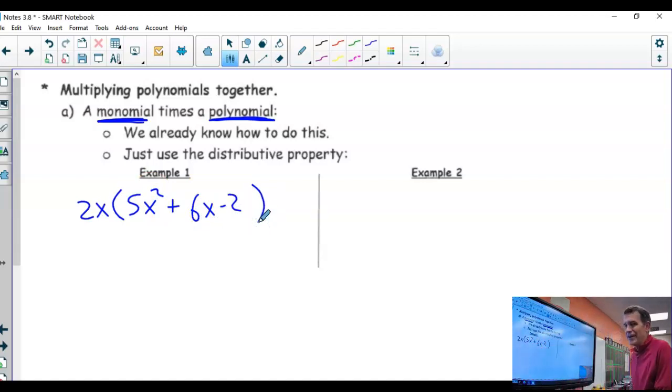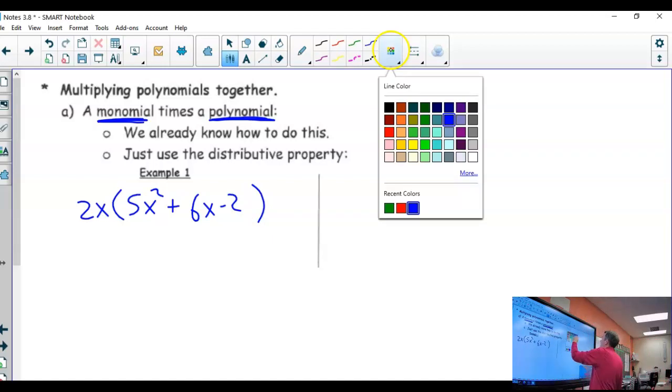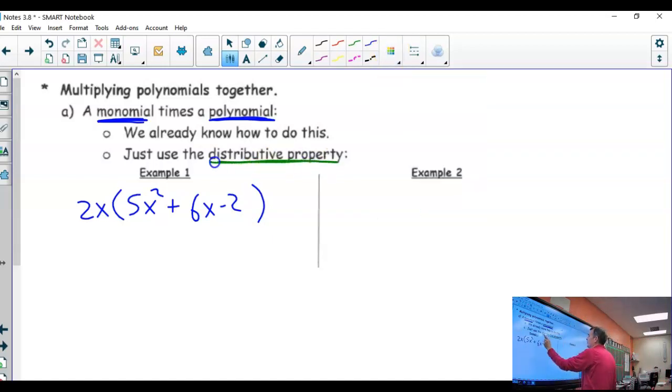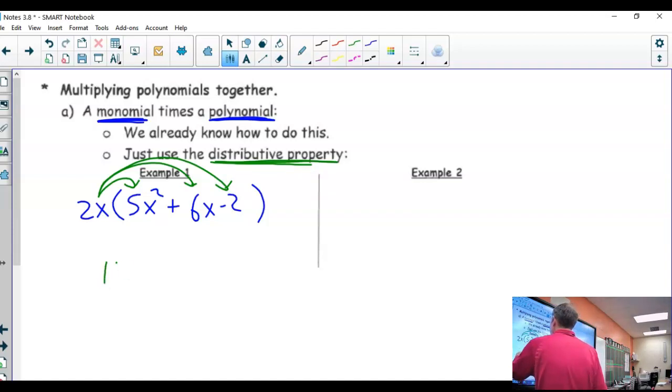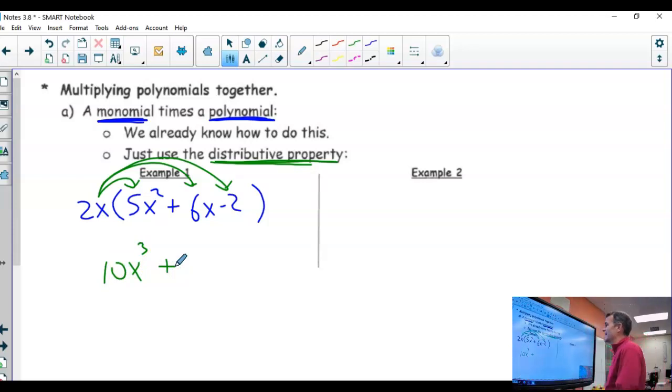All right, you already know how to do this, I'm hoping. And that is, we're just going to use the distributive property. We're going to multiply the 2x times each term in the trinomial. So 2x times 5x squared would give me 10x to the third. 2x times 6x would give me 12x squared, and the 2x times the negative 2 would give me negative 4x. Pretty easy, right? We'll try one more.